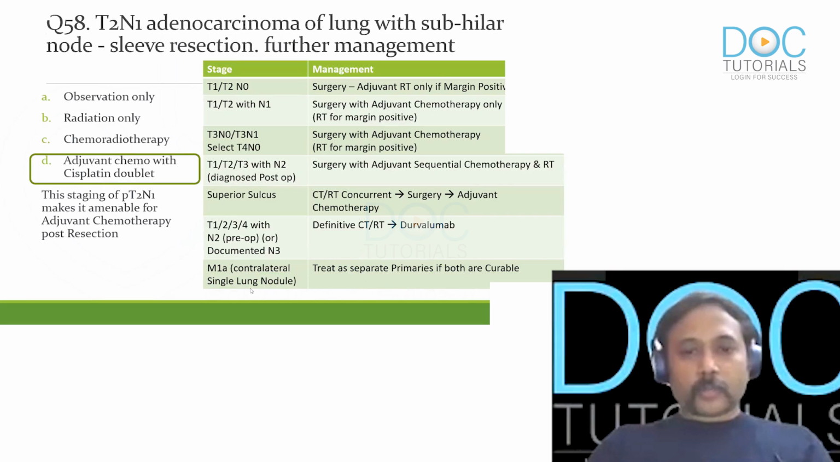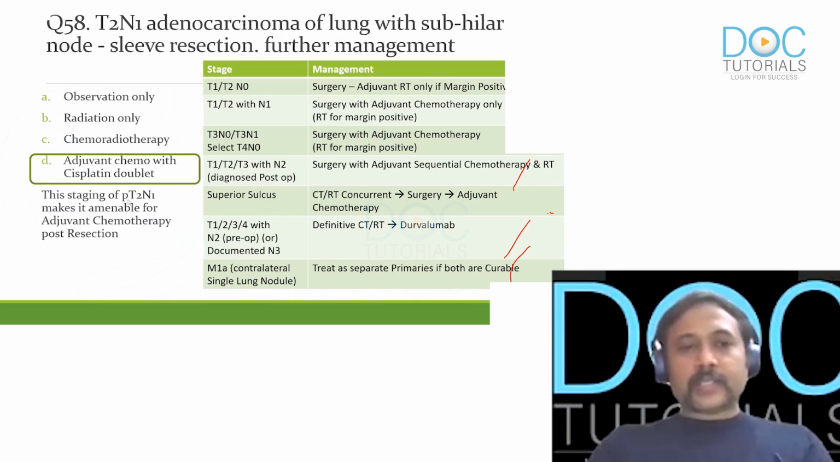So that is something that you have to remember, friends. M1A with a contralateral lung nodule, treat it as separate primaries, if it is going to be curable.